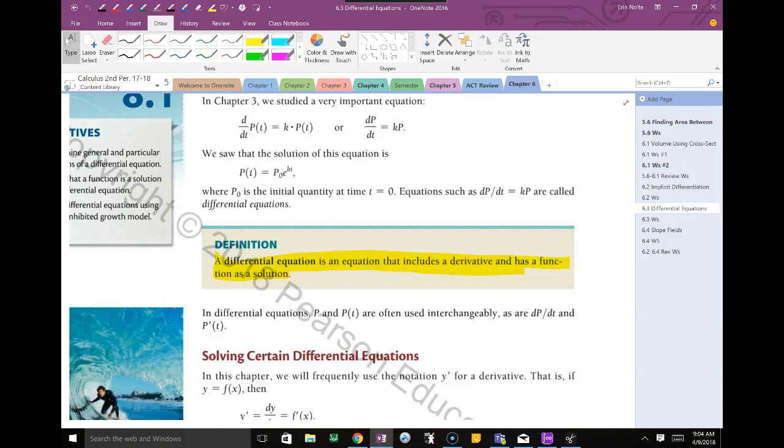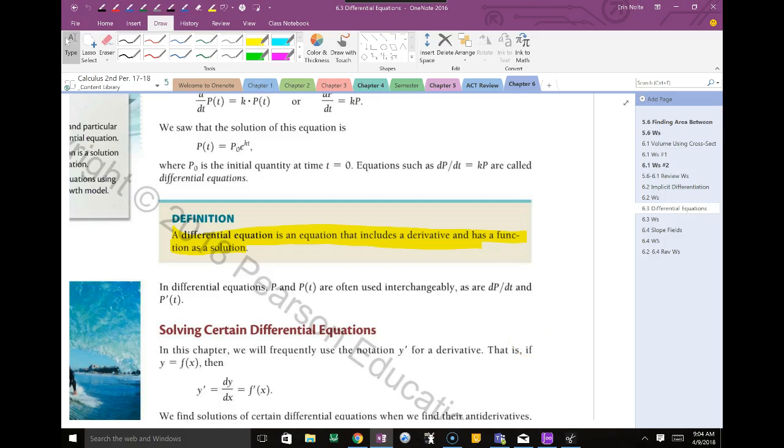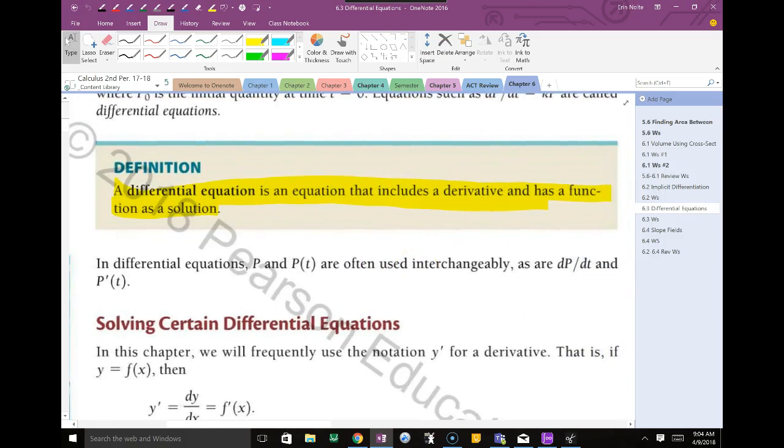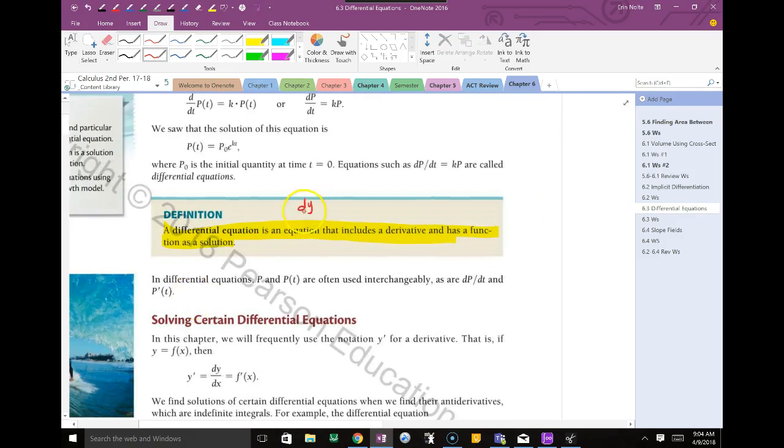Okay, so I don't know if you need to write down the definition of what a differential equation is, because it's what I just told you. But if you want that in your notes, you can write it down. Maybe something like it has a dy dx in it usually. Okay, or it might have a y prime. However.